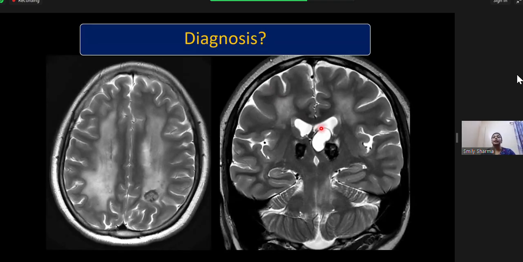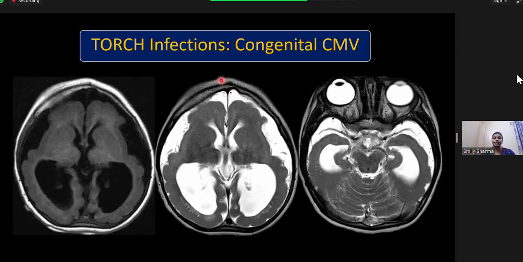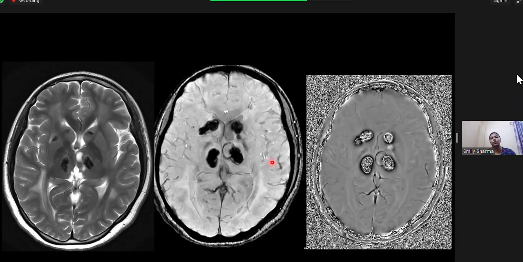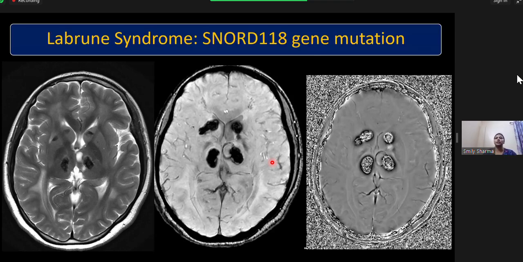So because we are discussing leukodystrophy, and we discussed the calcifications, and we also discussed Cockayne syndrome, which is also a cause of calcification. Now we see a case which is just for a spotter, that there is presence of leukodystrophy, there is presence of calcification, and there's presence of both calcification and cysts. And this is a relatively older patient. Yes, very good. So already you have answered. It is a case of Labrune's disease or leukoencephalopathy with cysts and calcification, and it is associated with SNORD118 gene mutation.